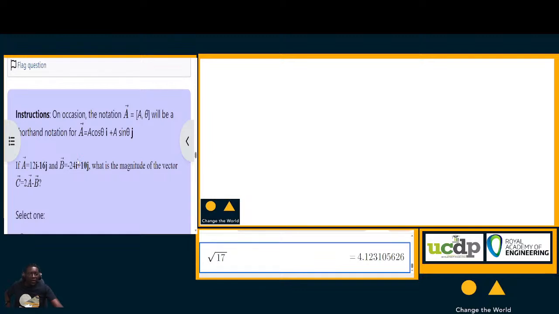It says the vector A, represented by A and theta in angled brackets, will be a shortened notation for the x component, which is the magnitude of vector A cos theta, plus the y component, which is the magnitude of A sine theta. So if you remember your vectors, let me just make sure I've got my working screen showing so that, as I explain, you can see what's happening.